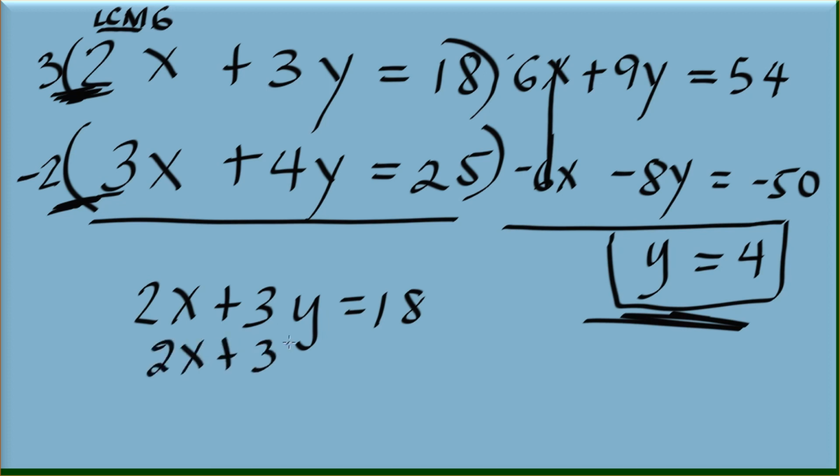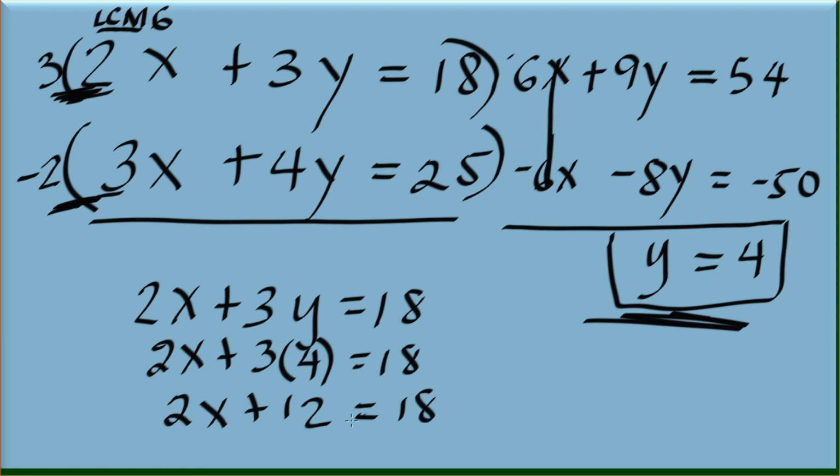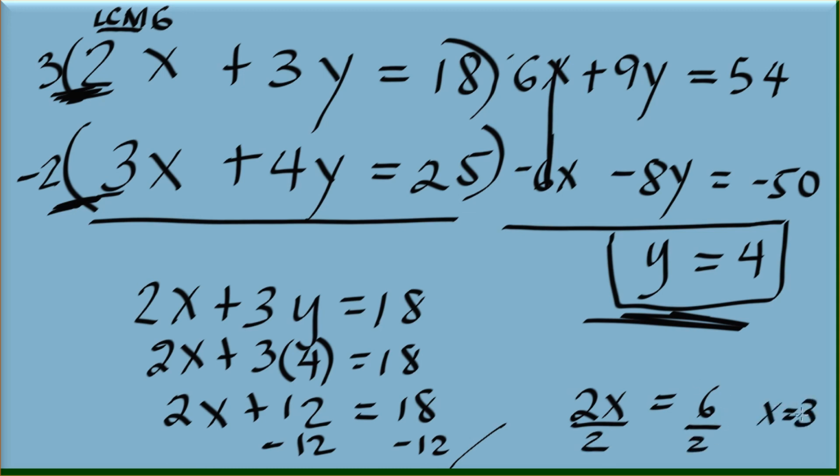2x plus 3 times y, which is a 4, is 18. Okay, 2x plus 12 is equal to 18. So I'm going to go ahead and take away the 12 from both sides. Now I have 2x is equal to 6. And then divide by 2. The 2 is canceled, then you have 6 over 2, which is 3. So my solution is x equals 3.